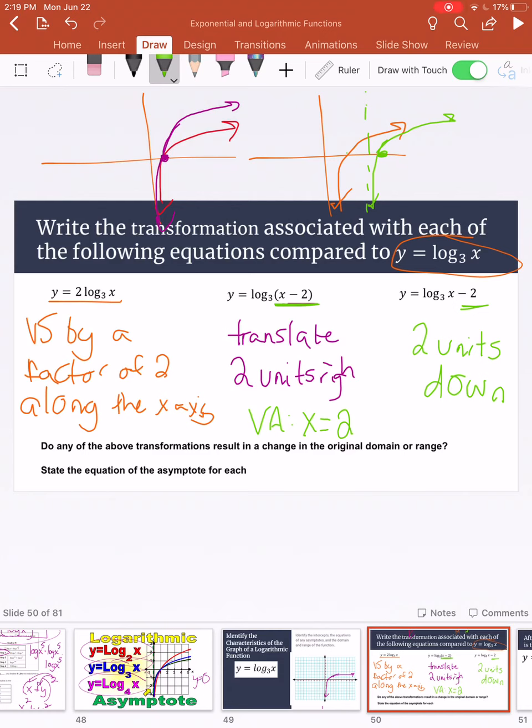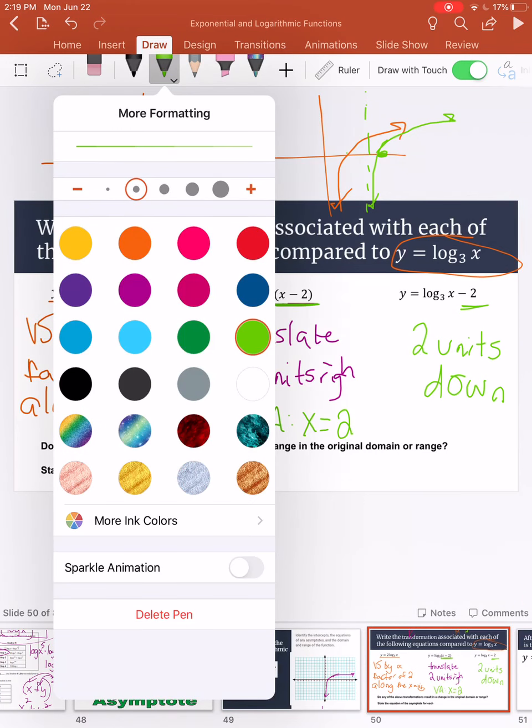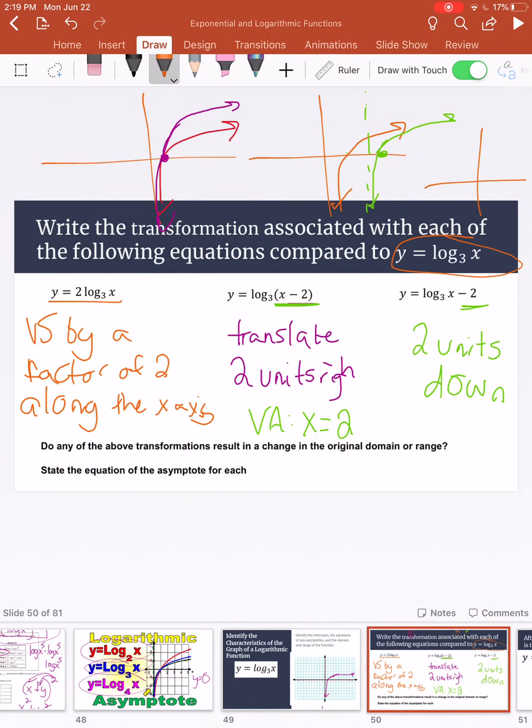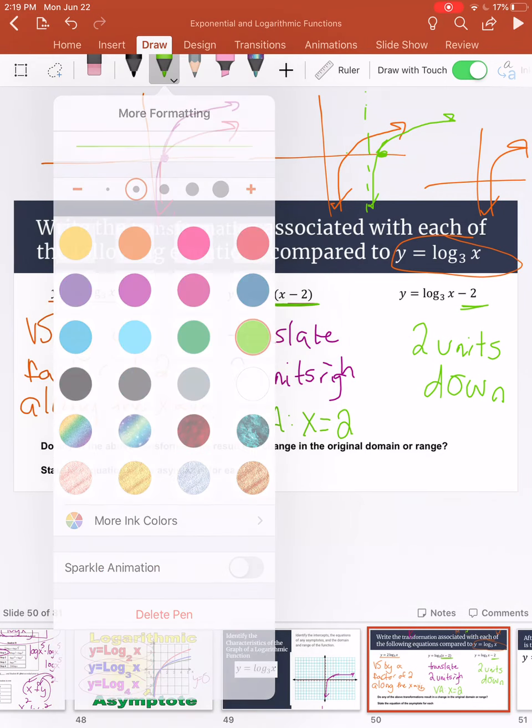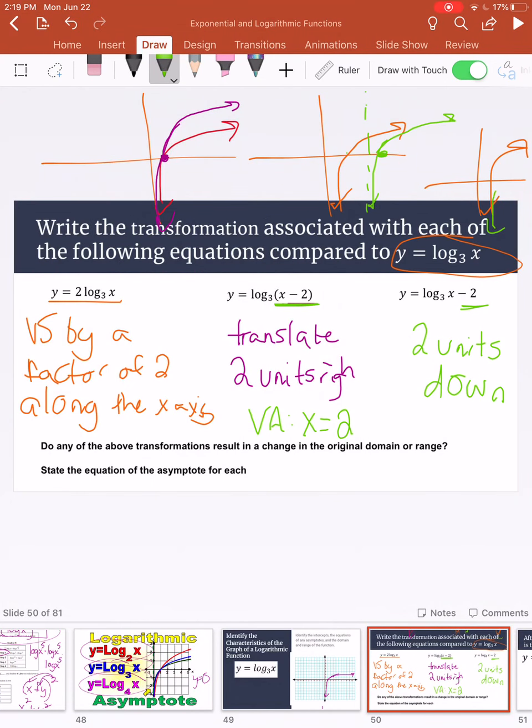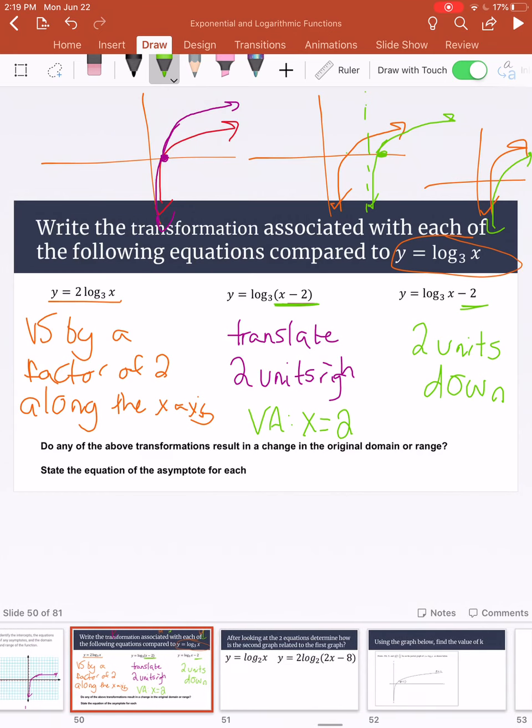Okay, because it translates your whole graph, your graph would look like this. If this is my original graph, all that would happen is that it would move 2 units down. So that means my x-intercept would change. All those points would move 2 units down. However, that vertical asymptote would still stay at x equals 0.